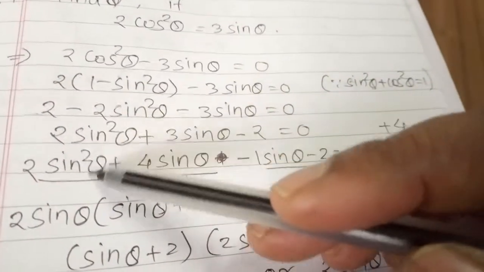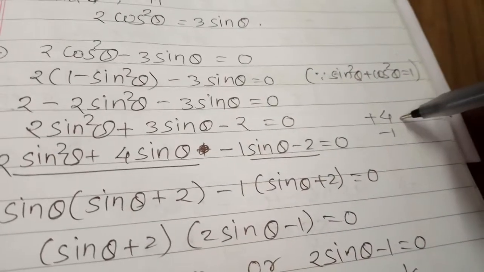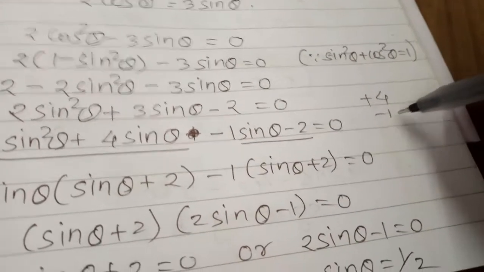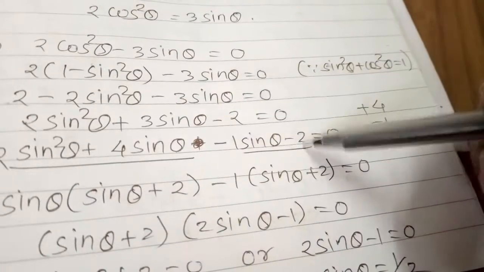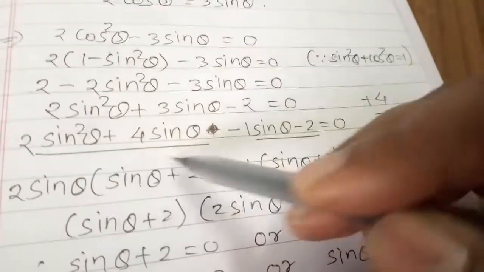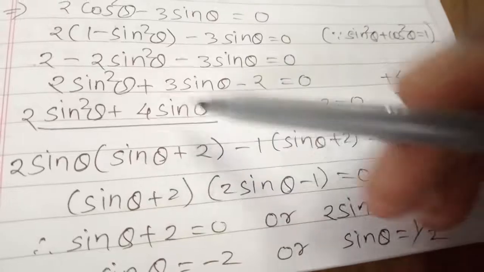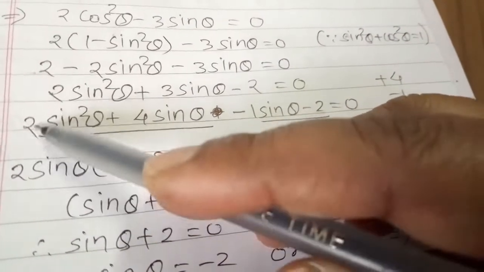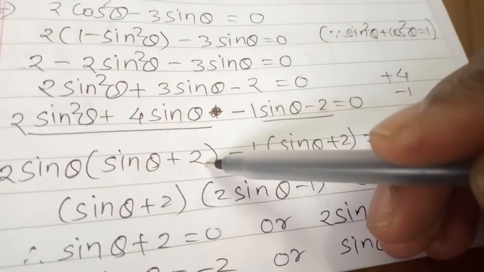So 2 sin square theta is as it is. After that, instead of writing this 3 sin theta, we write that is plus 4 sin theta minus 1 sin theta and minus 2. That is first and last term is as it is, and instead of this 3 sin theta, we use these 2 terms. After make a group of this first 2 and next 2. From first group, we can take common as a sin theta, that is 2 sin theta I take common here. So here we get that is sin theta plus 2.